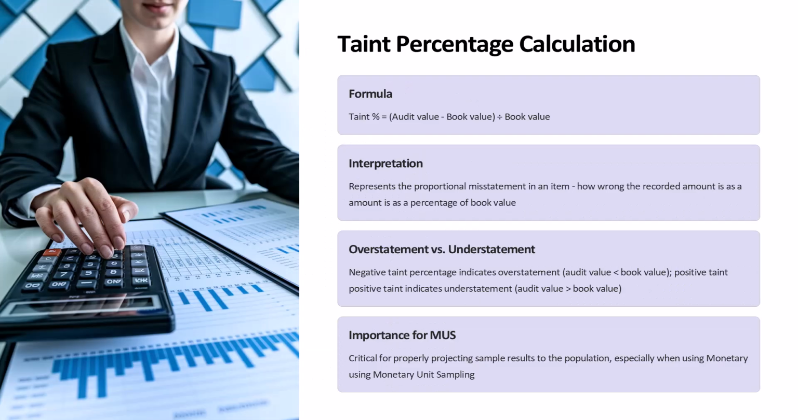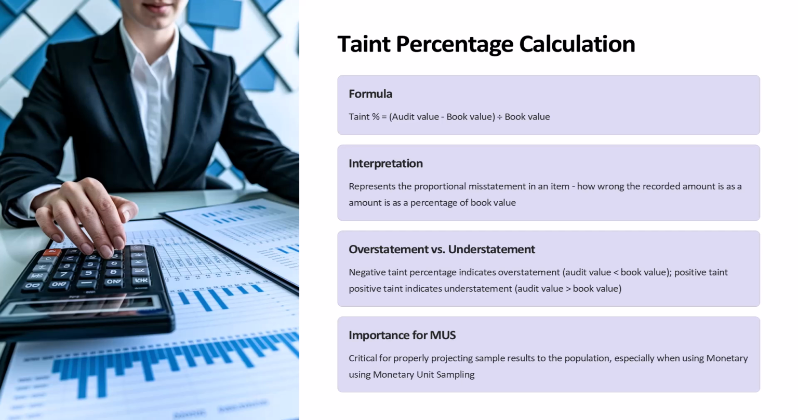Taint percentage calculation. We've selected our samples, we've tested them. Now comes the moment of truth. What do the results mean? This is where most auditors mess up, so pay attention. Sample evaluation is where sampling theory meets practical audit conclusions. No, I'm not using inappropriate language in class.